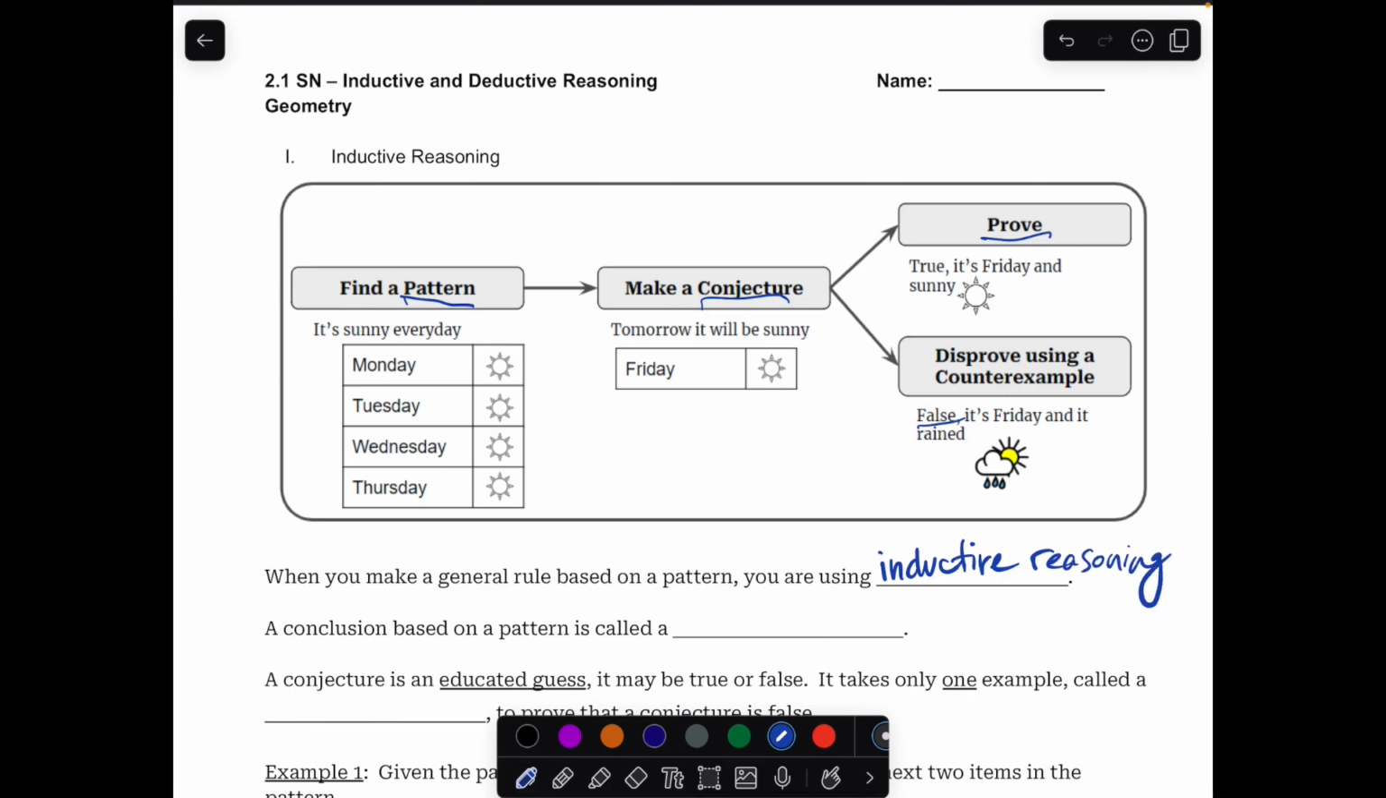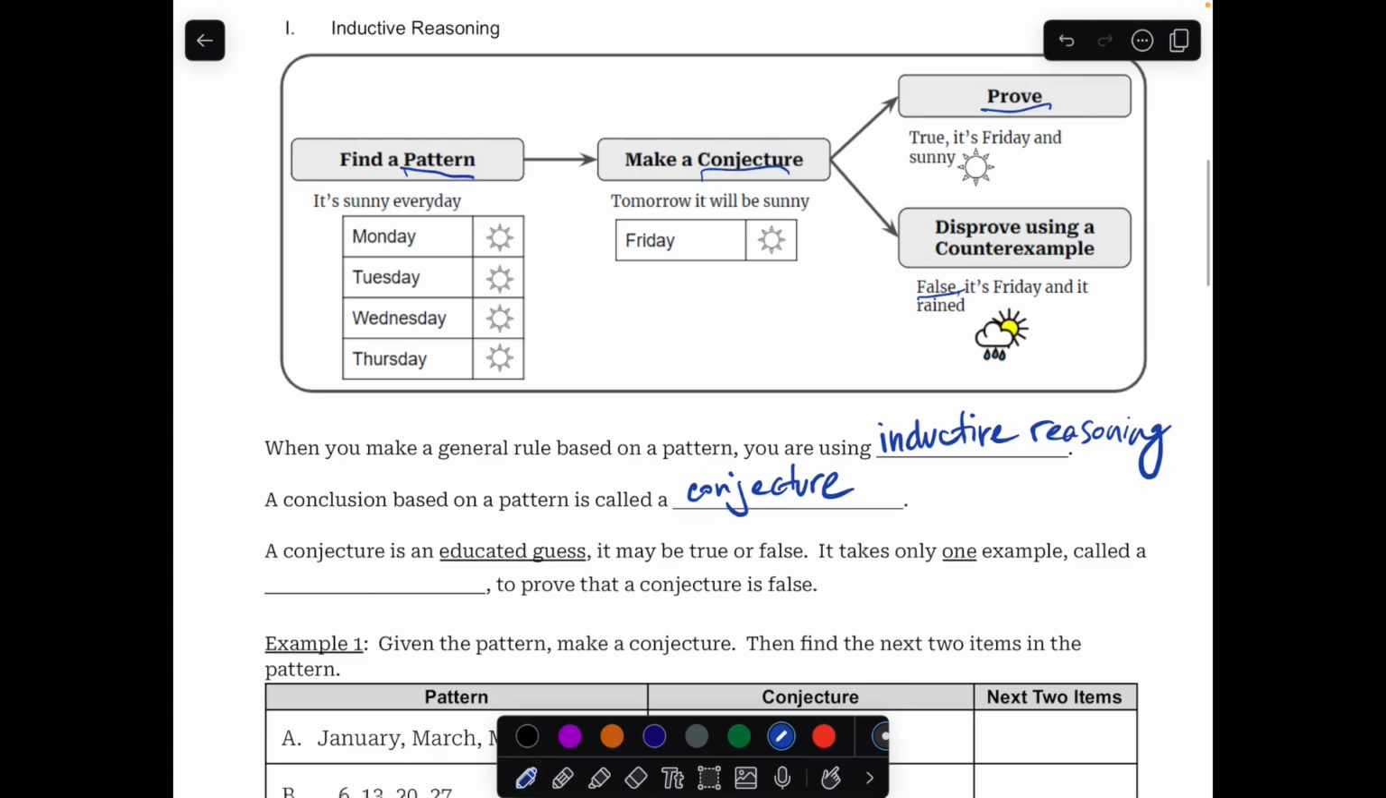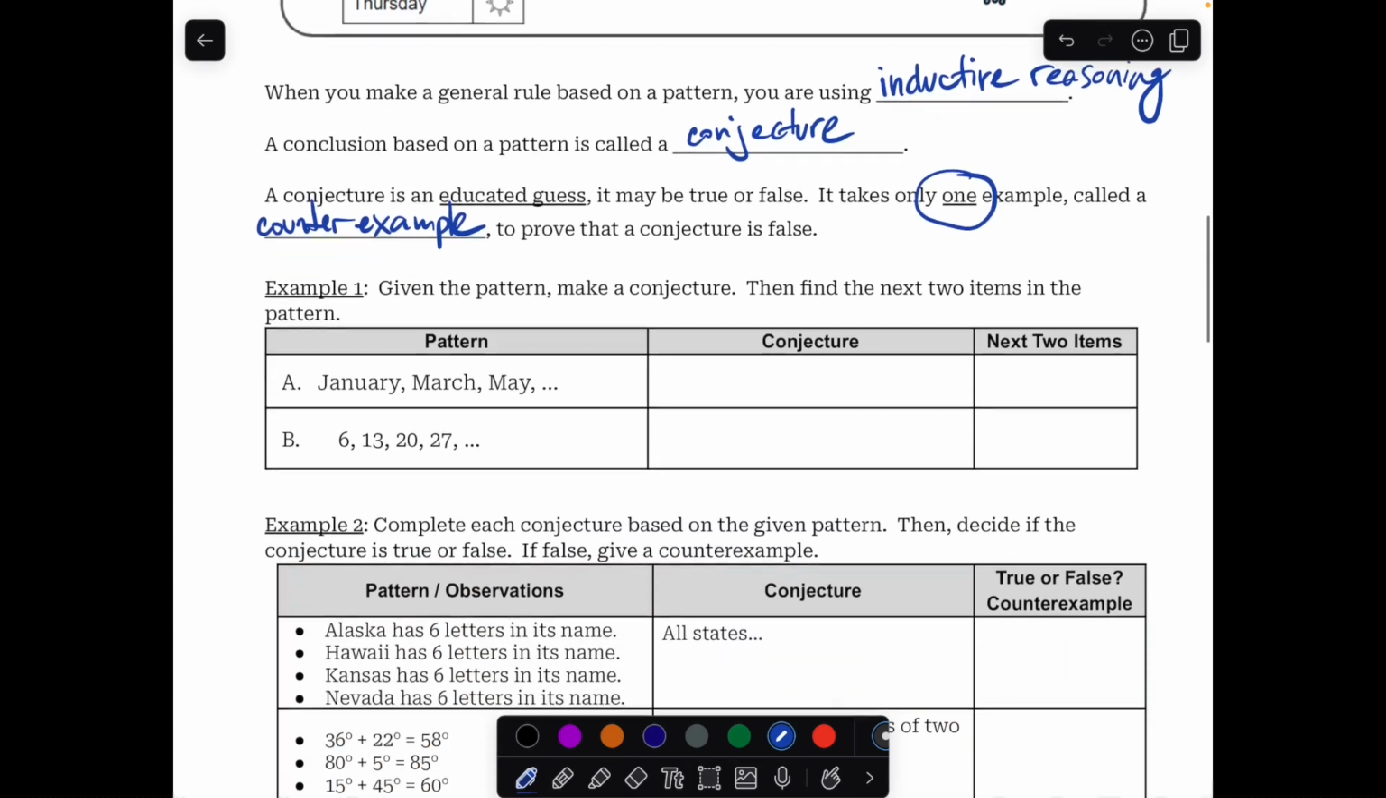Now, the conclusion you make based on a pattern is called a conjecture. A conjecture is an educated guess. It may be true or it may be false. It takes only one example, called a counterexample, to prove that a conjecture is false. So let's go look at some examples here.